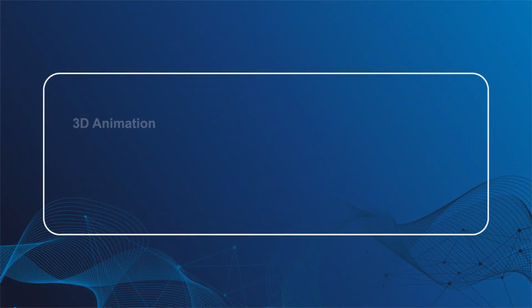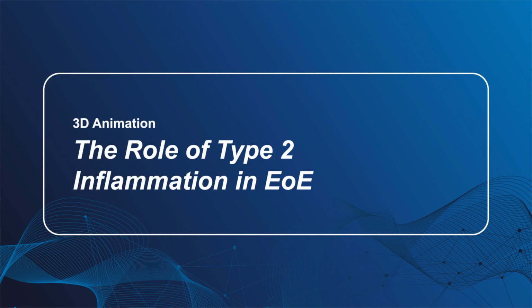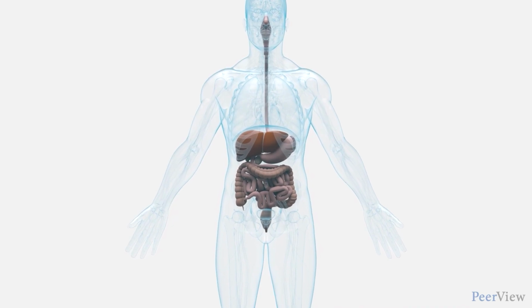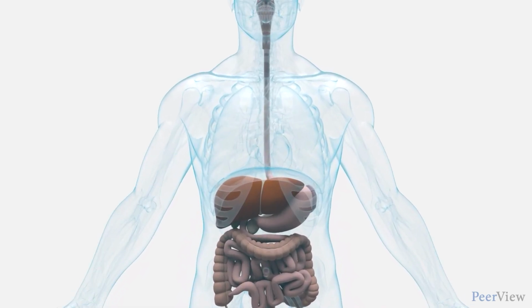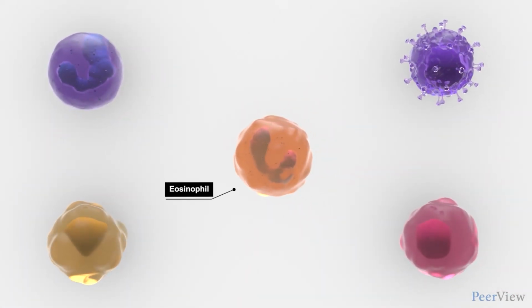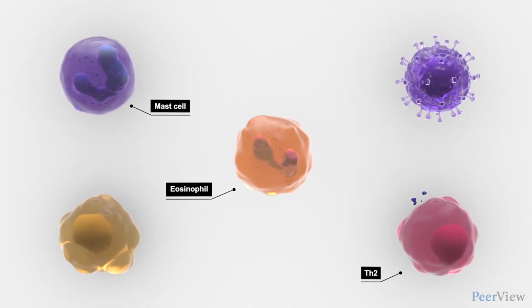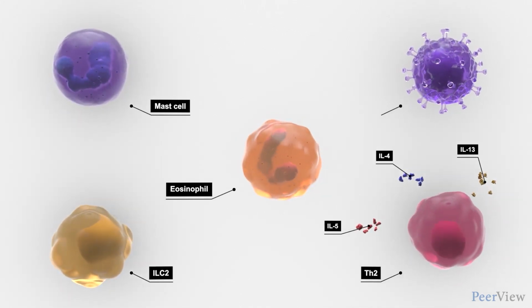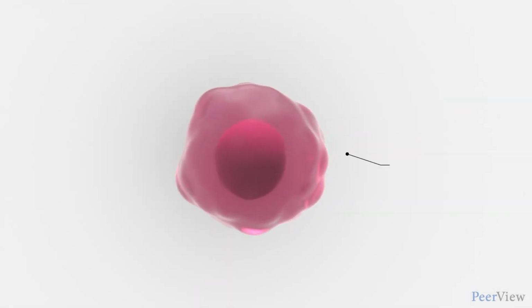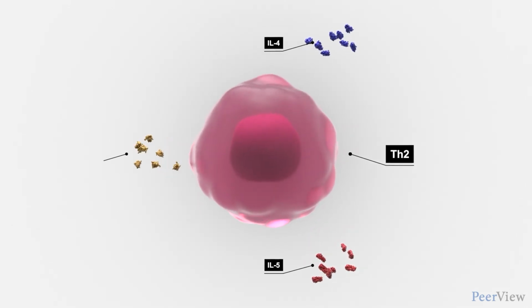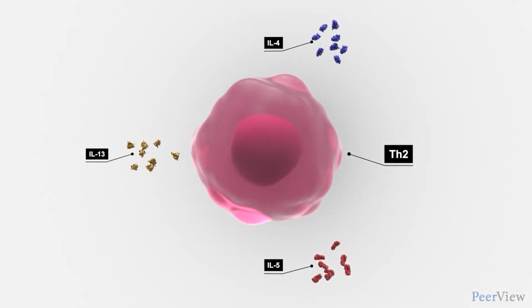Now we'll take a look at a brief 3D video on the role of type 2 inflammation in EOE and the mechanism of action of targeted therapy. Eosinophilic esophagitis, or EOE, is primarily driven by underlying type 2 inflammation, characterized by immune dysregulation and epithelial barrier dysfunction. Mediators of type 2 inflammation include eosinophils, mast cells, Th2 cells that produce the cytokines IL-4, IL-5, and IL-13, ILC2s, and IgE-producing B cells. Th2 cells are a subpopulation of CD4-positive T cells, which secrete IL-4, IL-5, and IL-13 and stimulate the type 2 response.